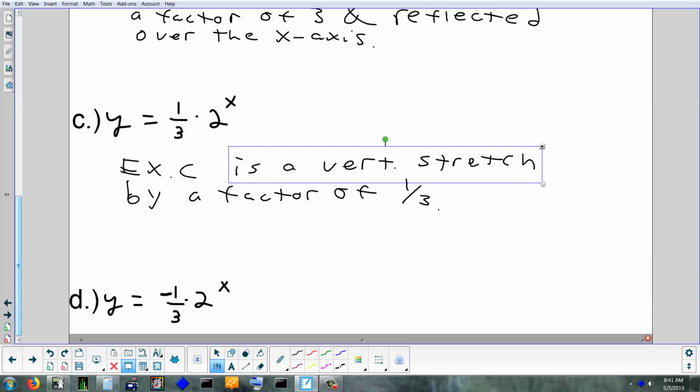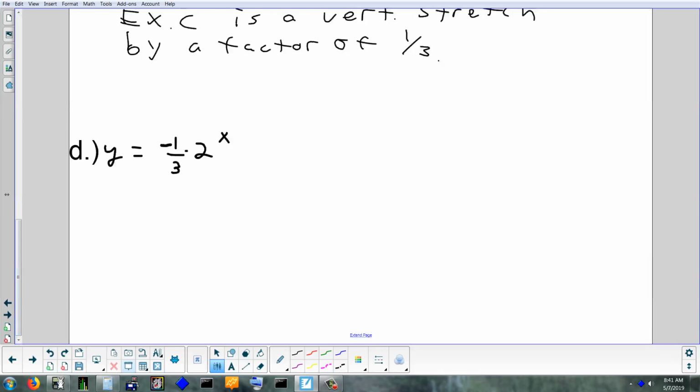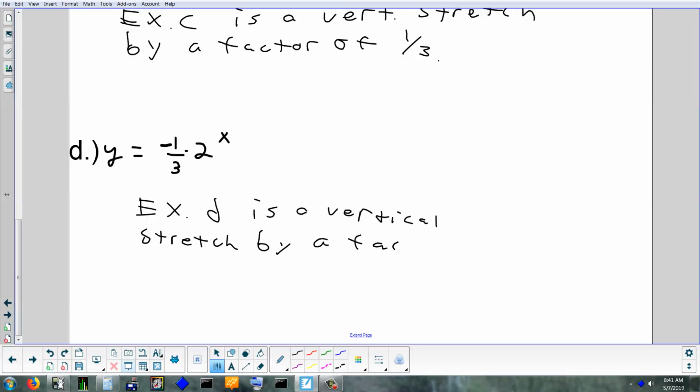All right, how about this one? Example D. Yep, Winnie? Vertical stretch by a factor of -1. Nope, not quite. Example D is a vertical stretch by how much? 1/3. That's all I see there. It's a vertical stretch by a factor of 1/3.